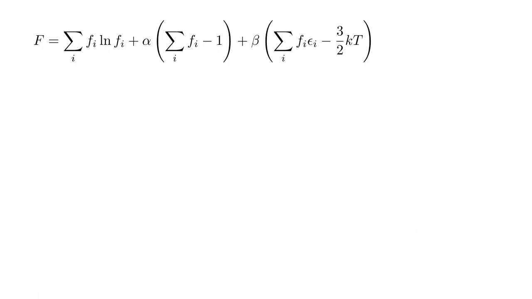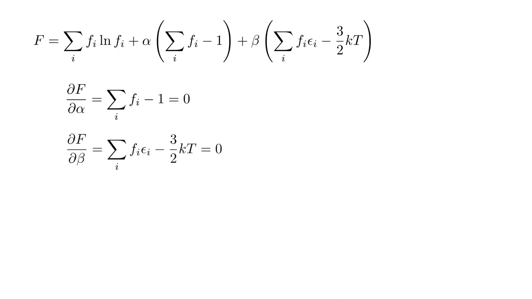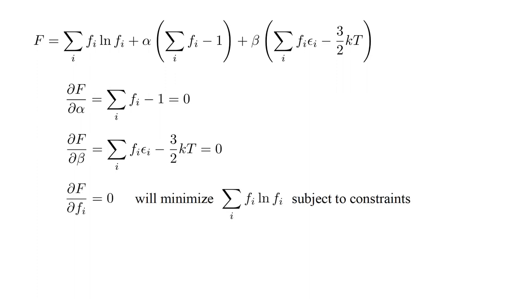To see why this method works, call our augmented function big F. For this to be a minimum with respect to alpha, F must not change if we change alpha by an infinitesimal amount. Otherwise, we could follow this change to a smaller value of F. Formally, we write the partial derivative of F with respect to alpha equals 0. But this derivative is simply the constraint sum over i, Fi minus 1 equals 0. Likewise, for the beta term. So, minimizing F with respect to alpha and beta enforces our constraints. With the constraints enforced, the alpha and beta terms are 0. So the minimum of our augmented function with respect to Fi is simply the minimum of our original function, sum over i, Fi log Fi, subject to the constraints.